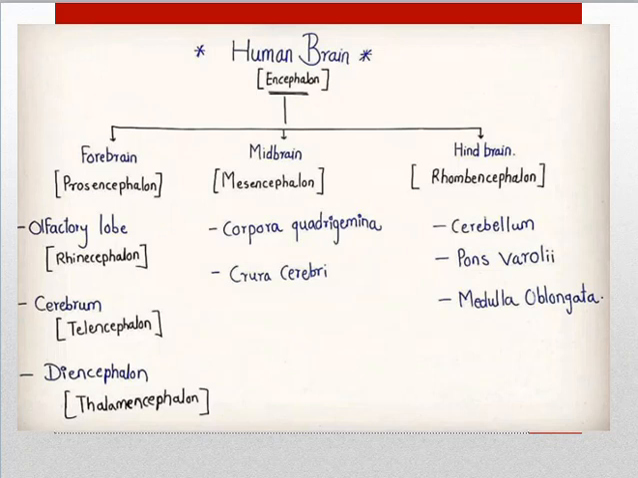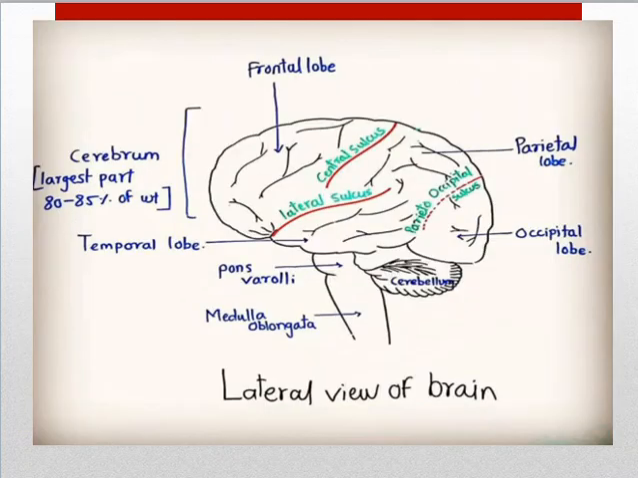Now look at the lateral view of the brain. We can see the cerebrum, which is the largest part and comprises 80 to 85% of the brain. There is a temporal lobe under it, and there is the pons varolii, the hindbrain part, the medulla oblongata, the hindbrain part, and the cerebellum. Above it there is an occipital lobe, and above it is a parietal lobe. Between these are the central sulcus, parieto-occipital sulcus and lateral sulcus.